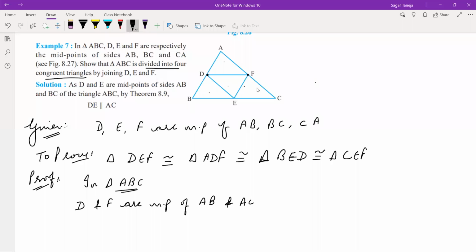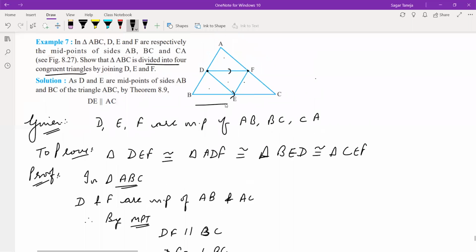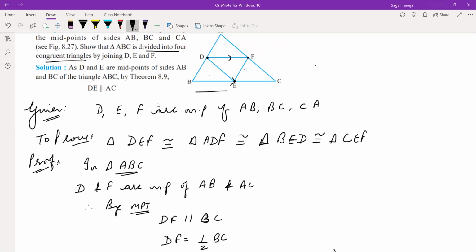If D and F are the midpoints of AB and AC, then DF is parallel to BC and DF is half of BC. So by the midpoint theorem, DF is parallel to BC and DF is half of BC. Can we say that half of BC is BE? Yes, why not? Because E is the midpoint of BC, which is already given. Half of BC means BE, or you can write EC also. This is your choice. I am writing BE right now.